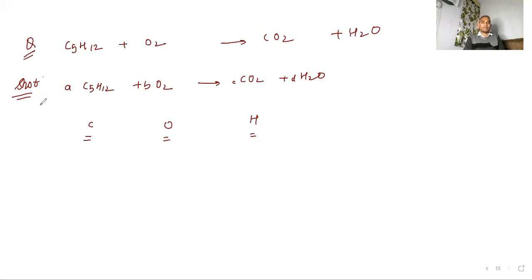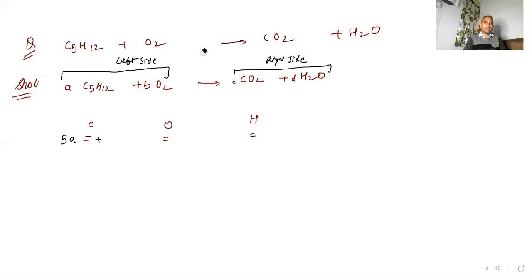Okay. So left side, these all are the left side, and the other side, these are going to be the right side. So left side, how many carbon are there? 5A, yes or no? 5A. Right side, how many are there? Only one C. One C means simple C. So here is C. This is equation number 1.